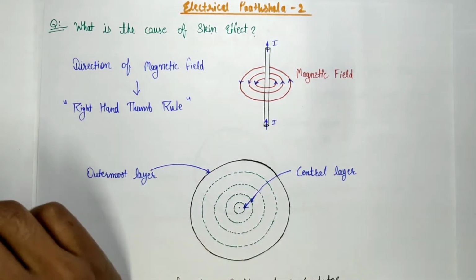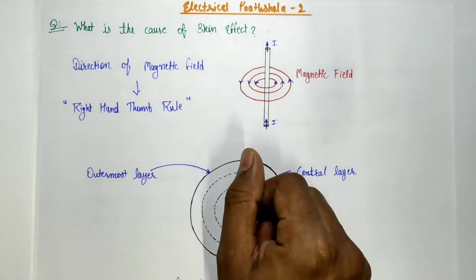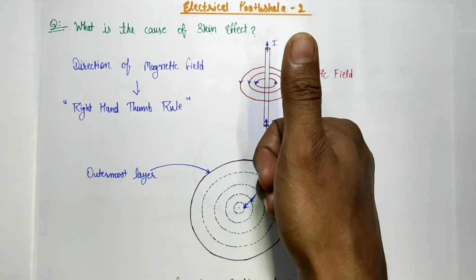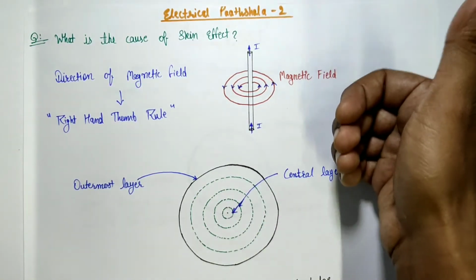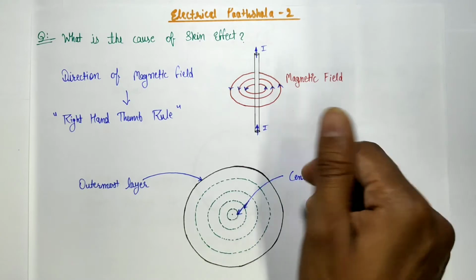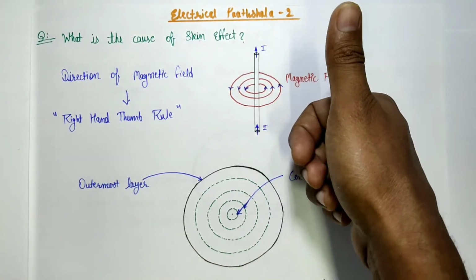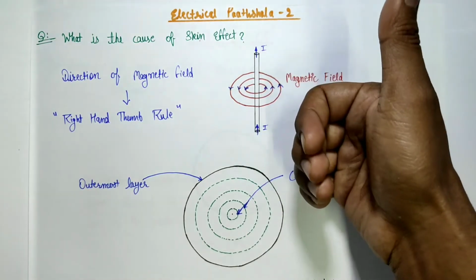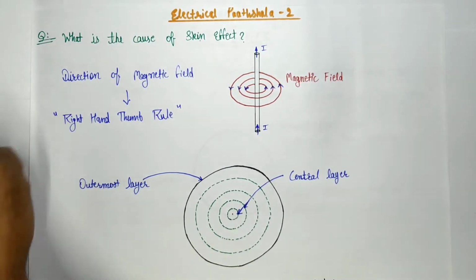Now what is the right hand thumb rule? The right hand thumb rule states that if you put your right thumb in the direction of the current, then your folding fingers will give you the direction of the magnetic field. Like here you can see in this diagram, the direction of the current is upward. So if we put our right thumb in the direction of the current, then our folding fingers will give us the direction of the magnetic field, which is anti-clockwise. So this is the right hand thumb rule.